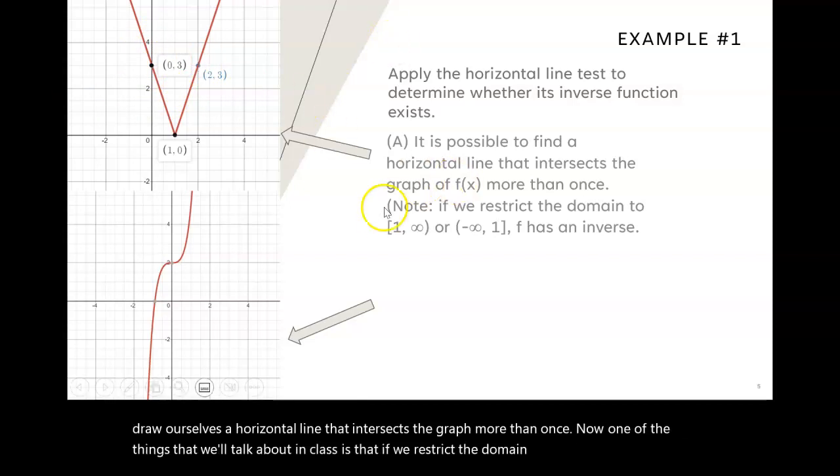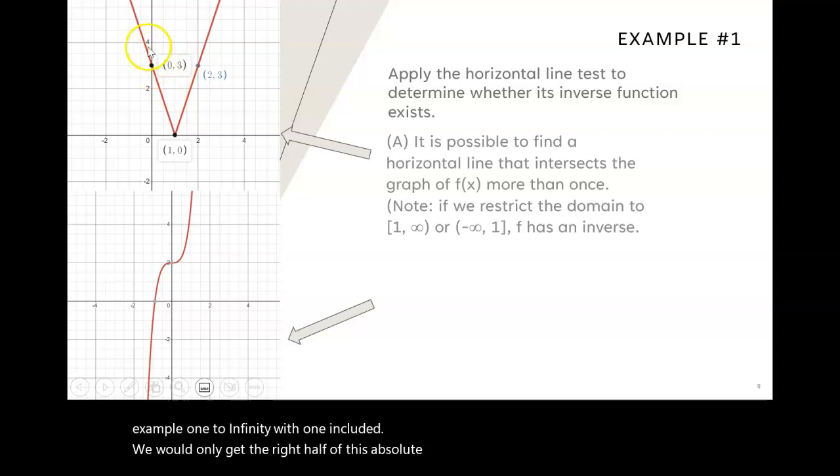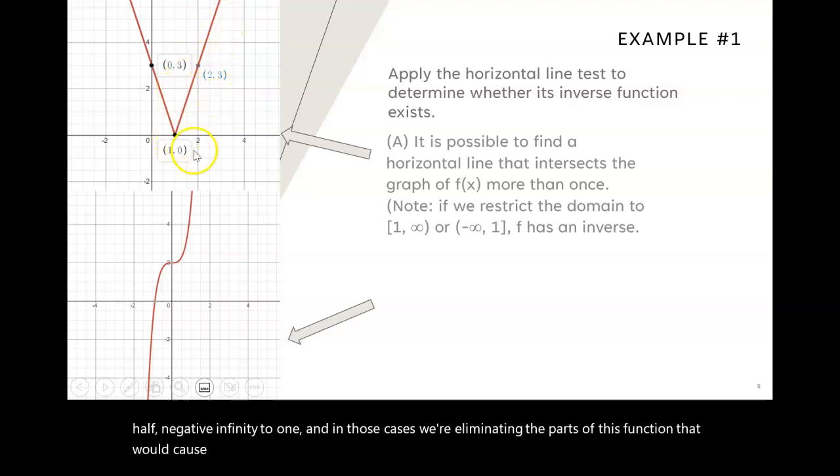One of the things that we'll talk about in class is that if we restrict the domain to something like, for example, 1 to infinity with 1 included, we would only get the right half of this absolute value function. Or we could restrict to the left half, negative infinity to 1. In those cases, we're eliminating the parts of this function that would cause us to not pass the horizontal line test. So then f would have an inverse.